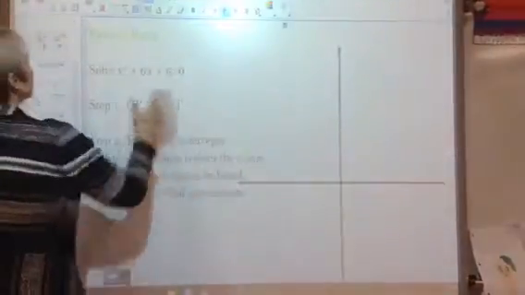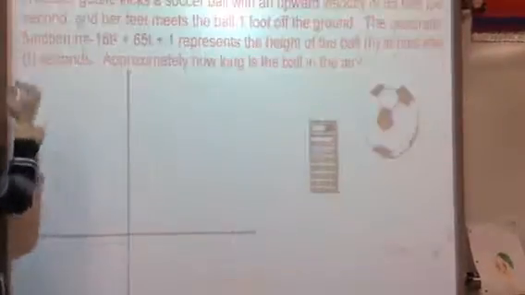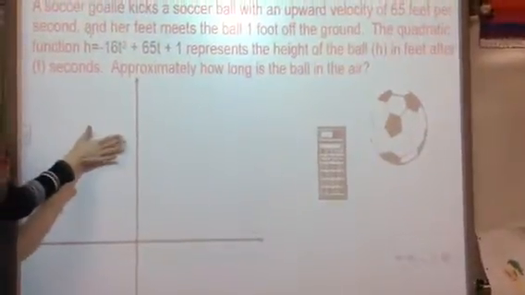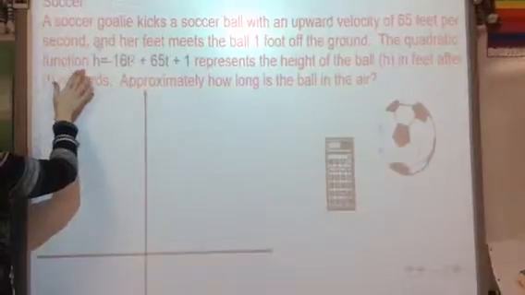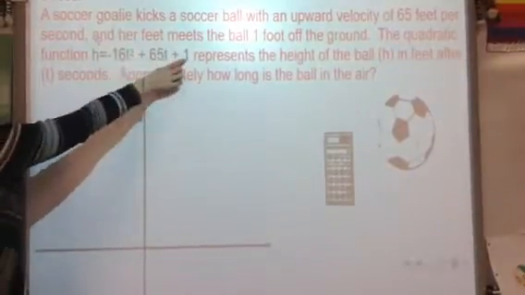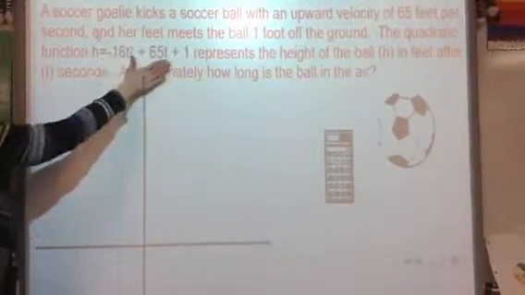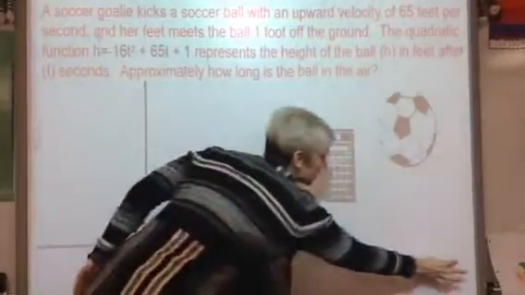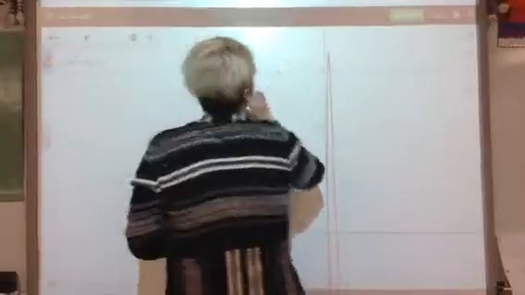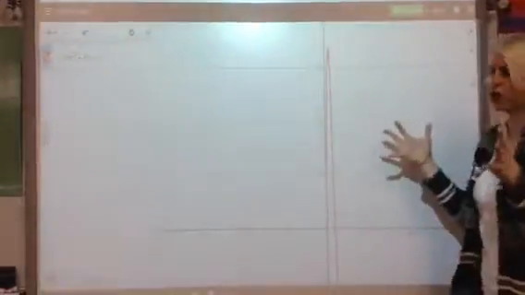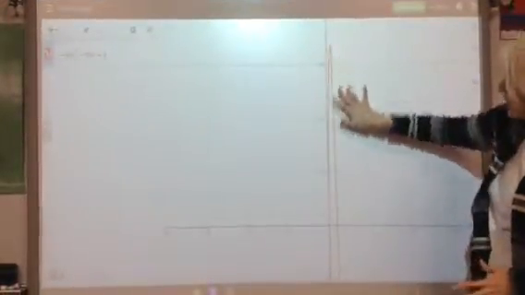The last thing that you're going to do for this lesson is a real-world example. A soccer goalie kicks a soccer ball with an upward velocity of 65 feet per second, and her feet meet the ball a foot off the ground. So this is the function. We can graph this. I just type this into Desmos, and when I type it in, I'm going to have to zoom out quite a bit because it's a very, very large graph, a very, very large parabola.